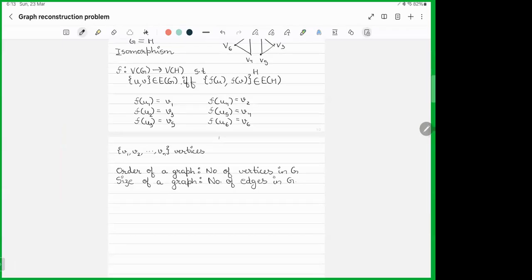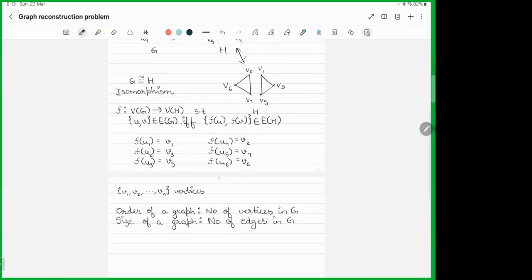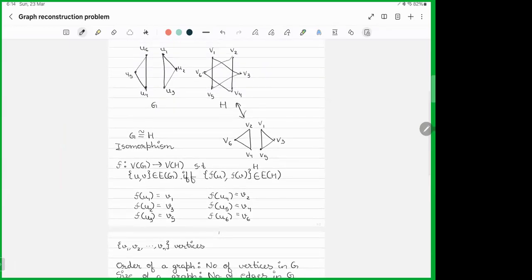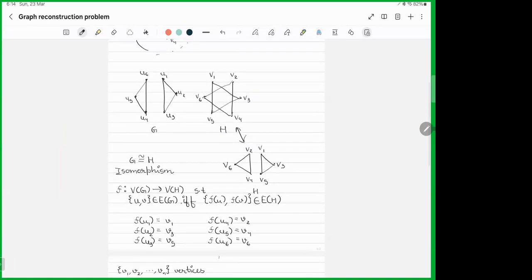Does curly braces UV represent the edge from U to V? Sorry, can you repeat your question? You wrote F, V, G, and then in the second line it's written curly braces U, comma V, element of E, G. So the curly braces thing represents an edge. That's what I'm asking.